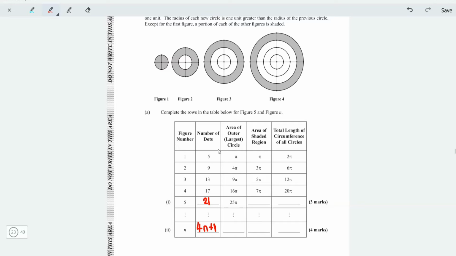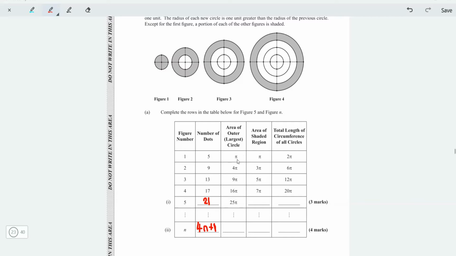Look how easy I did it. 4 times 1 is 4. 4 plus 1 is 5. 4 times 2 is 8. 8 plus 1 is 9. 4 times 3 is 12. 12 plus 1 is 13. So that's 4n plus 1.